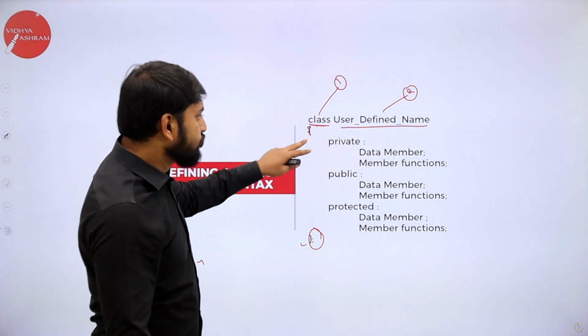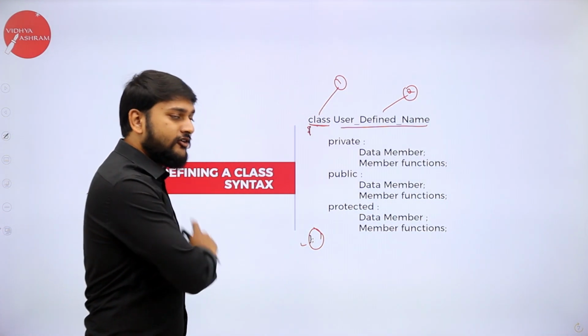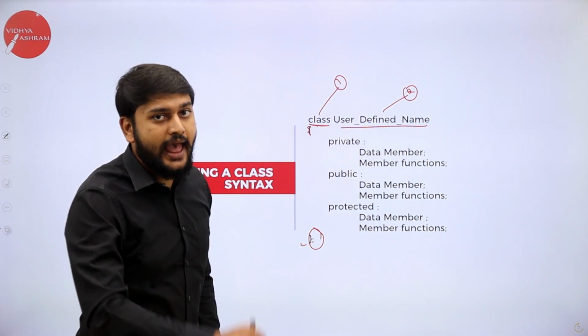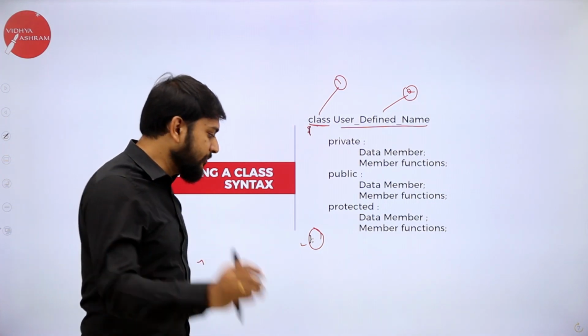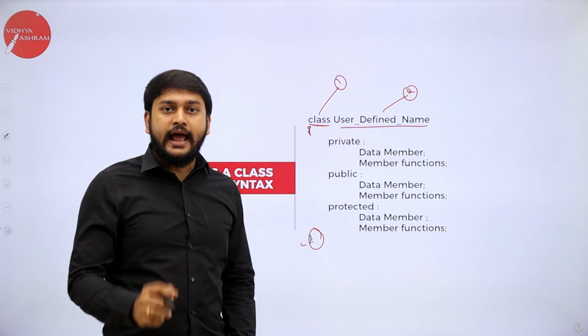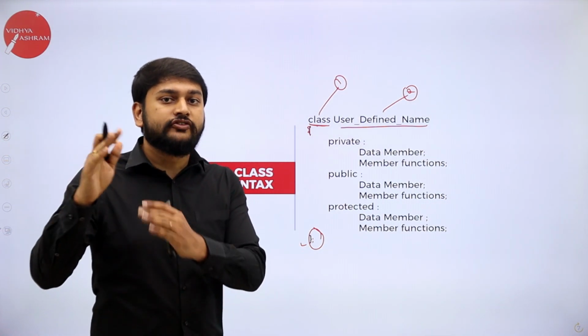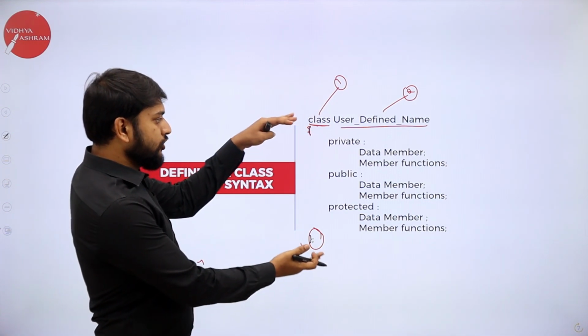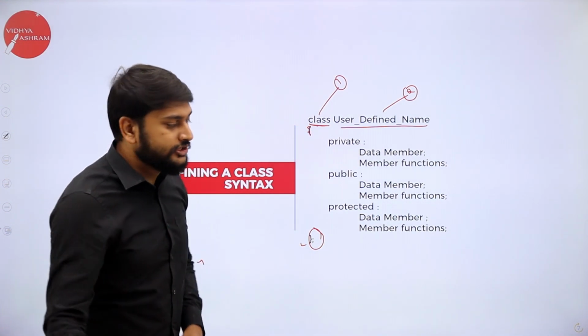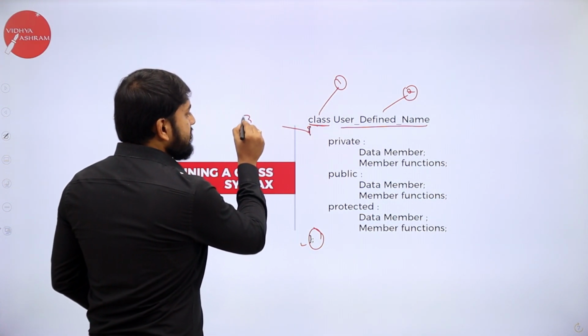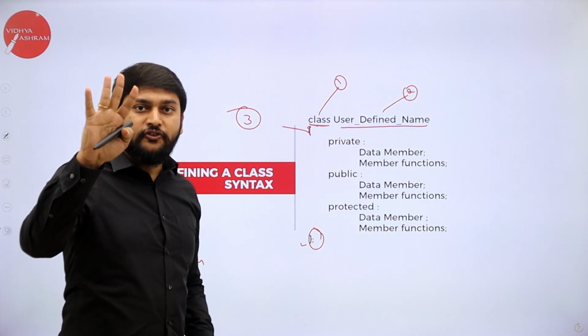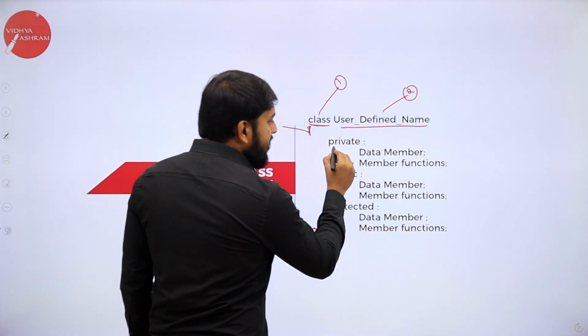So remember, I have an opening flower bracket and also a closing flower bracket. After that I have a semicolon. The semicolon gives you the meaning that it is the end of the particular class. So you understood the opening flower bracket and the closing flower bracket. This I will call point number 3. Point number 4 that you need to remember, I have already discussed.